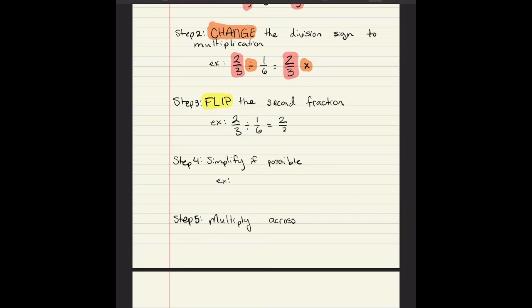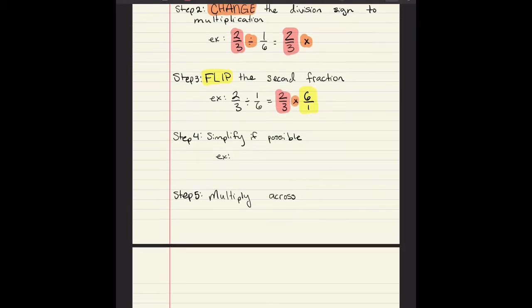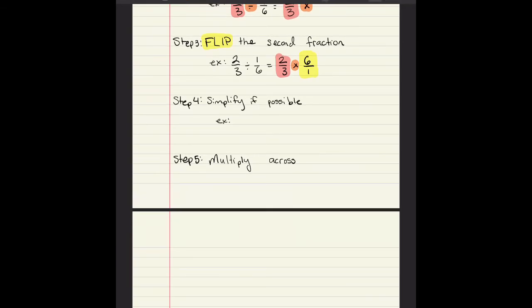So when I keep 2/3, change the division symbol to multiplication and flip 1/6. So I flipped 1/6 to 6/1. And let me highlight all my other important parts. So I have what I kept, 2/3, and I changed my division to multiplication. And for step 4, simplify if possible.